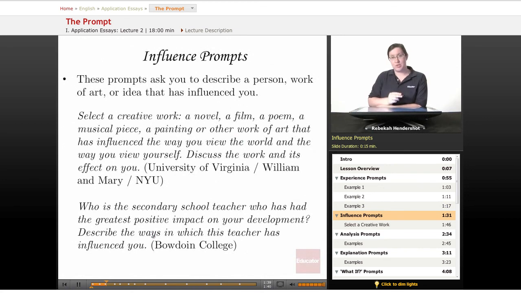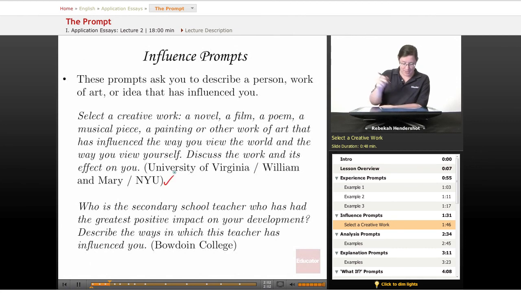These prompts ask you to describe a person, a work of art, or an idea that has influenced you. So, we've got one that's select a creative work, a novel, a film, a poem, a musical piece, a painting, or other work of art that has influenced the way you view the world and the way you view yourself. Discuss the work and its effect on you. That's from the University of Virginia and the College of William and Mary and NYU. Tells you how common that one is.